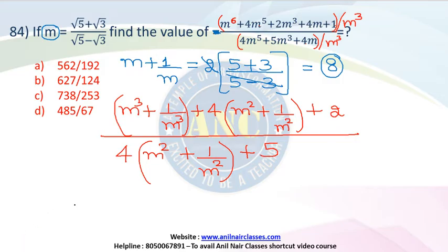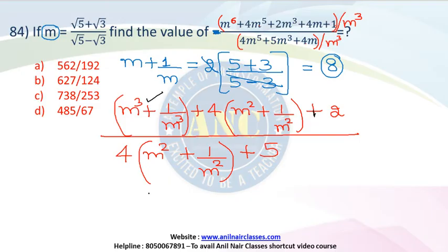In fact, I will be even more happy if you do not even write this. Instead of writing m cube plus 1 by m cube, calculate the value of m cube plus 1 by m cube directly, because you know the value of m plus 1 by m as 8. So now it is very simple, sir. m plus 1 by m is 8.